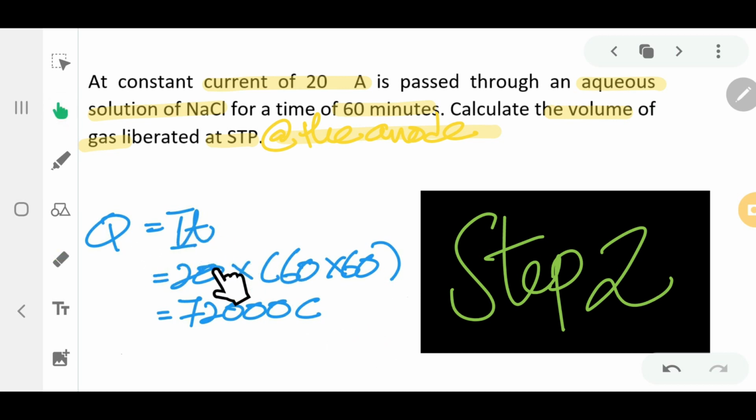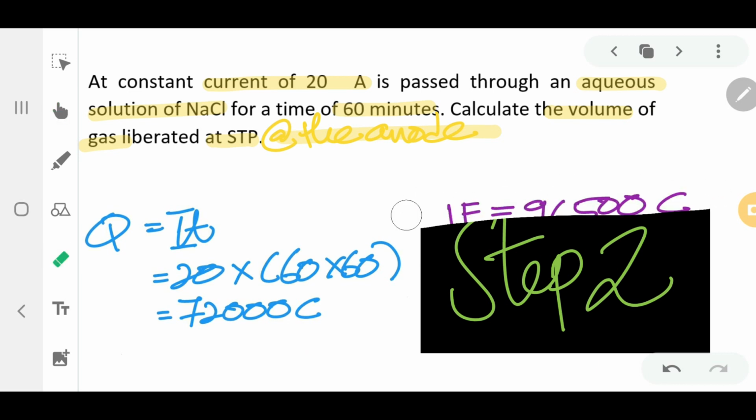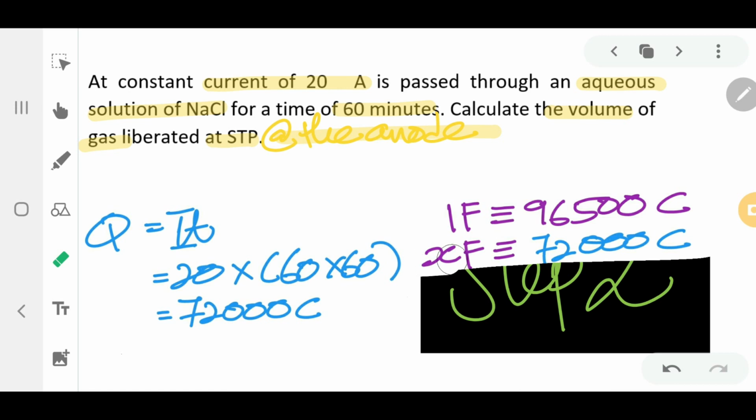Q equals to IT, 20 right over here, times with 60 minutes. Don't forget, change that minutes into seconds. Then you have the Coulomb right here. Step 2. So we're going to be comparing 1 Faraday equals to 96500 Coulomb, X Faraday equivalent to 72000 Coulomb. So this number you get from the calculation that you have done over here. So this is the amounts of electrical charge flowing inside this electrolytic cell.